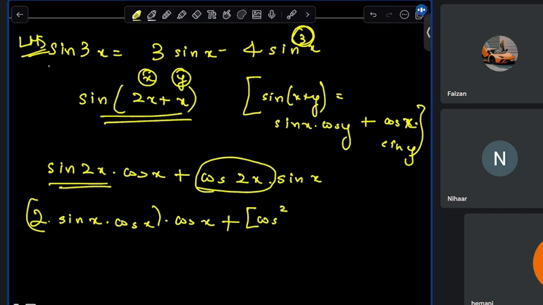Remember it like this. Sin 3x, use the most common form. It's called the default form. Use the most common form. Cos square x minus sin square x you used, into what is remaining? Into sin x.